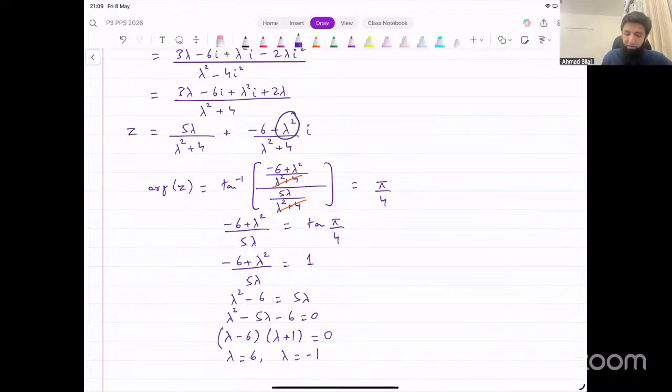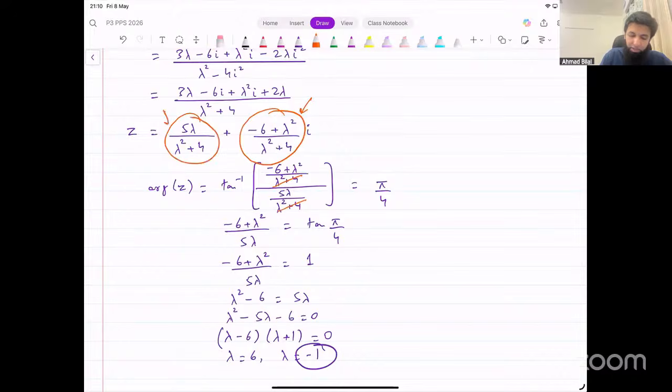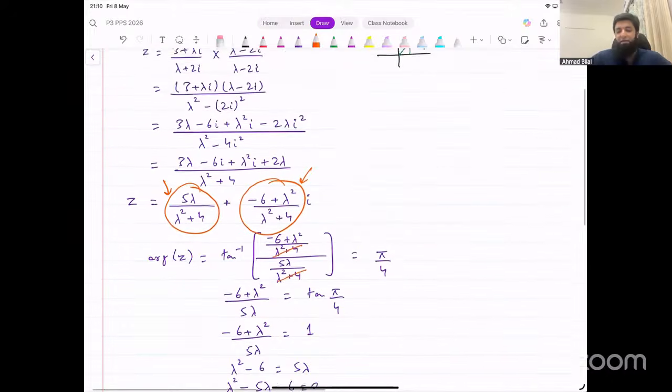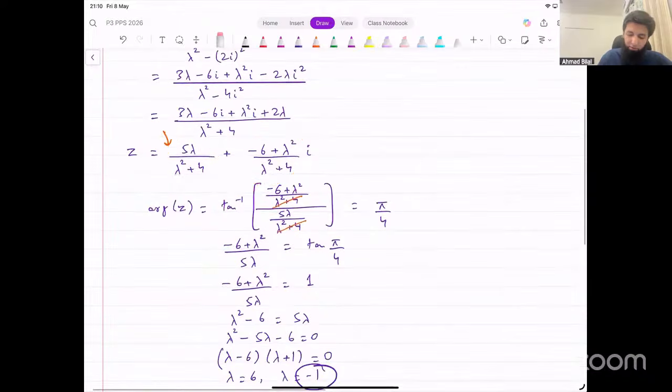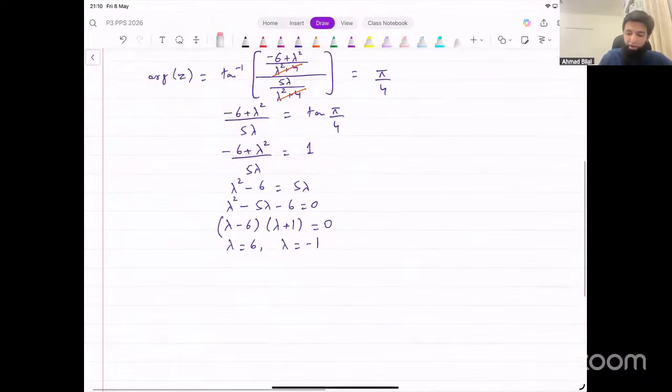This is lambda squared, this is lambda squared. If we put -1, however, what happens is the imaginary part here becomes negative. The real part also becomes negative with -1, right? Both parts become negative. That means it can no longer be in the first quadrant, then it will go in the third quadrant if the real part is negative and the imaginary part is also negative. So for that reason, we would have to ignore lambda equal to -1. We'll say this is not possible, and the only possible value of lambda, therefore, is lambda equal to 6.